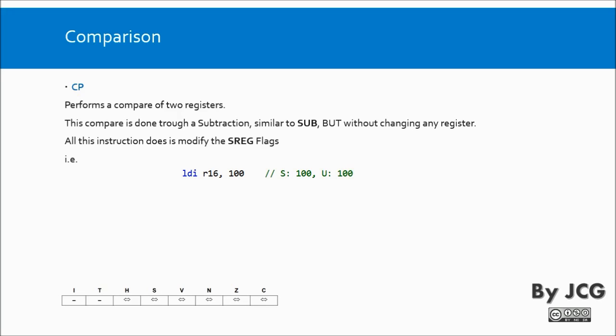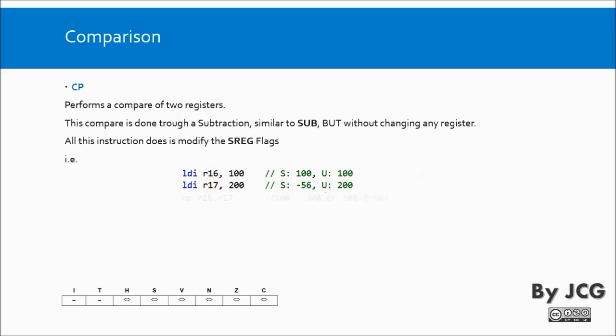So here we are loading a 100 to register 16. And let's see what 100 is in binary. So 100 in binary is 0110 0100. This is the most significant bit, and this bit is 0. So it has the same value whether it is considered unsigned or signed.